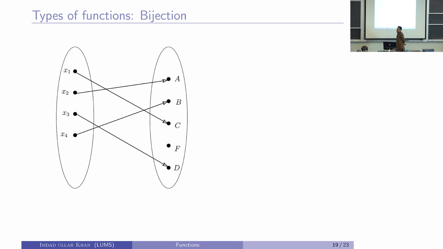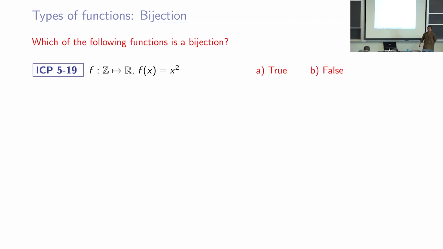Okay, is this function a bijection? Is this function onto, one-to-one and onto? Why not? It's not onto. Why is it not onto? There is no image of f, right? Okay, then the same exercises that we did for the rest.